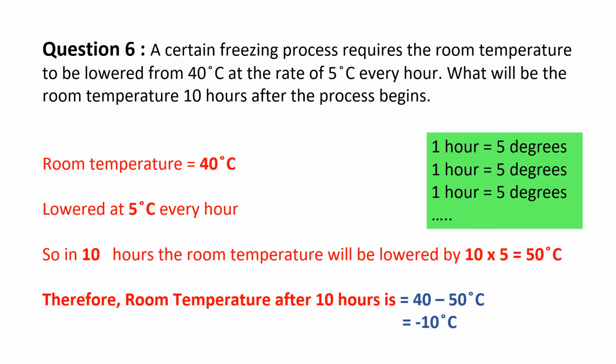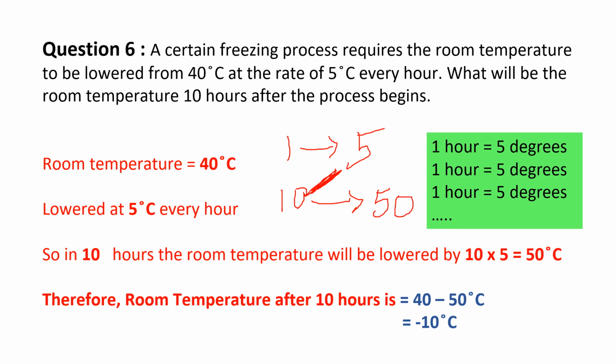So let's look at the question once more. They told us that the room temperature was 40 degrees at first, right? Then they lowered it by 5 degrees Celsius every hour. So in 10 hours how much will they decrease? See the concept of multiplication I told you before. In 1 hour they decrease by 5. So in 10 hours you will have to multiply 5 into 10, right? 5 into 10 is 50. So they'll decrease it by 50.